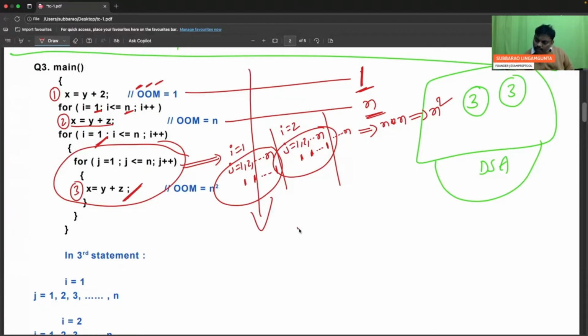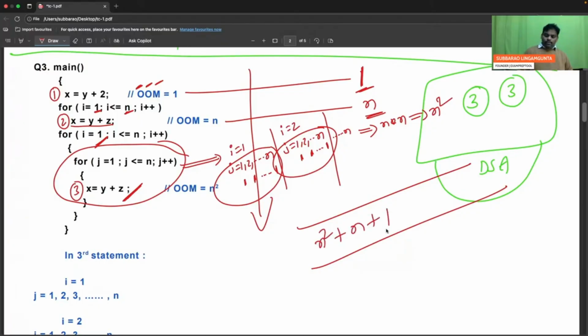Now the order of magnitude of the total program: if you observe, n square is there, n is also there, 1 is also there. So n square plus n plus 1, right? In this one, the bigger one is n square. Take the bigger one and write it. You may ask, why are you taking the bigger one? That is the reason it is called approximate analysis.